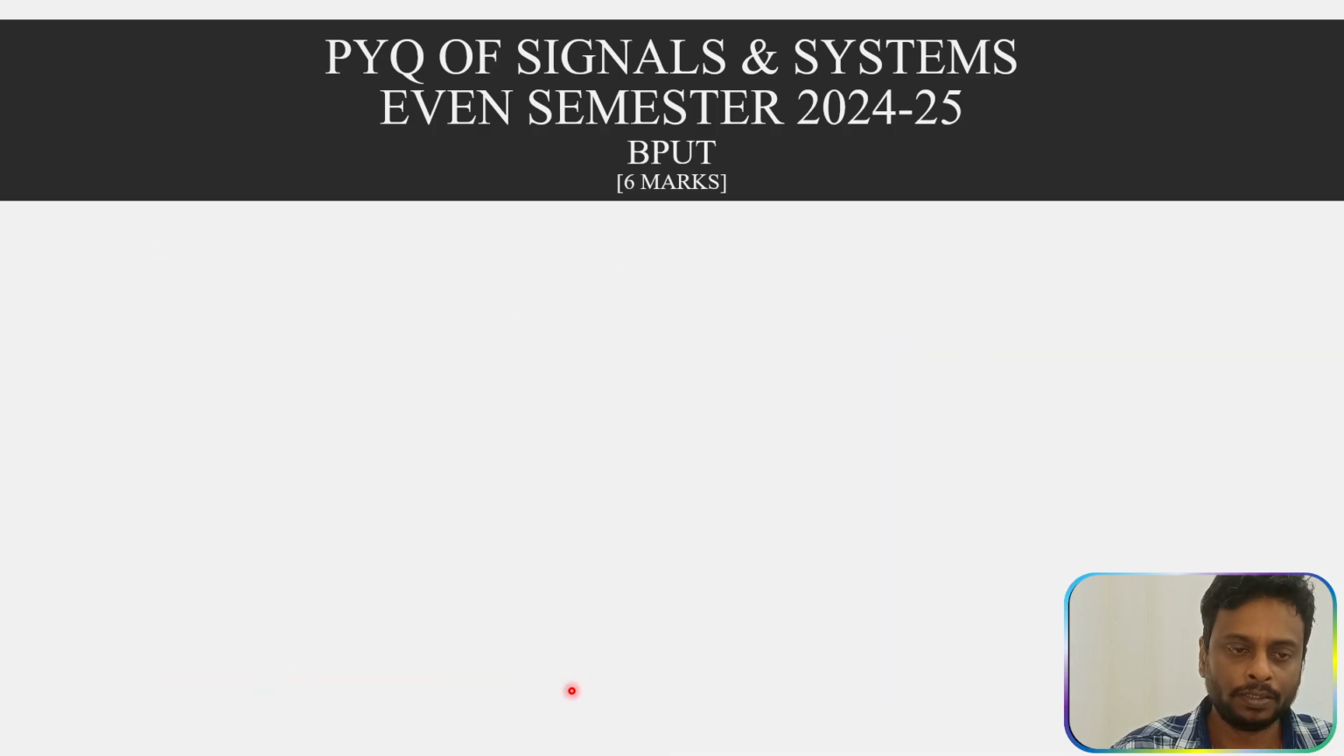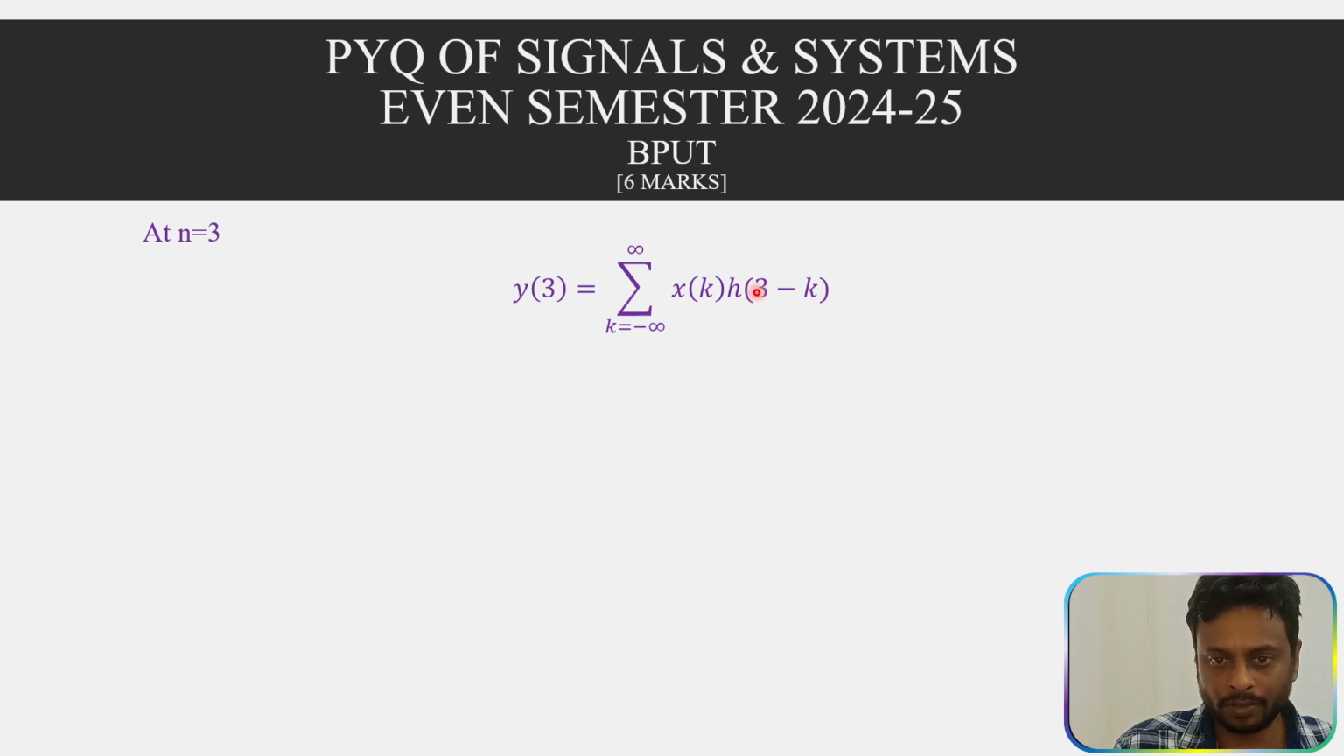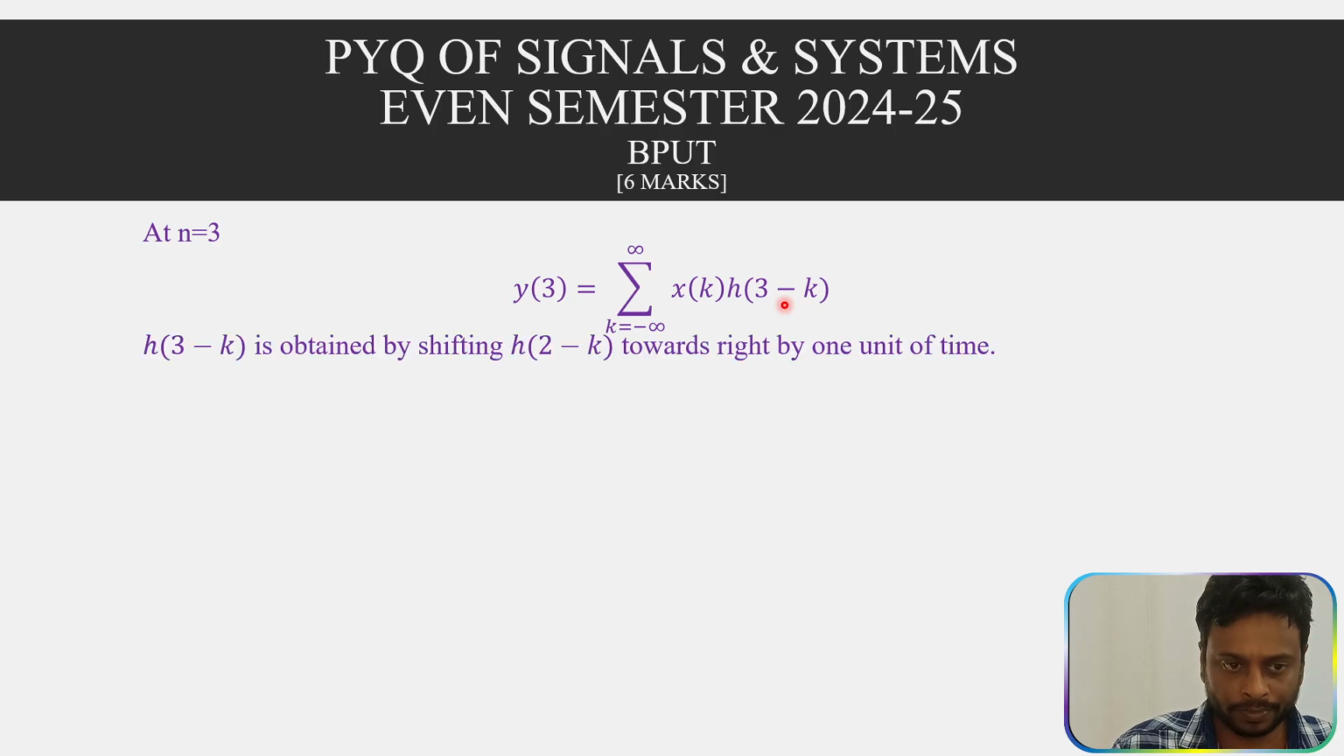Okay. So at n equal to 3, it is y of 3 equal to x of k into h of 3 minus k. H of 3 minus k is obtained by shifting h of 2 minus k towards the right by 1 unit in time.